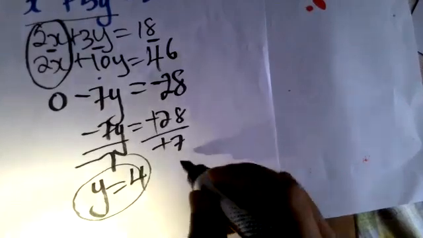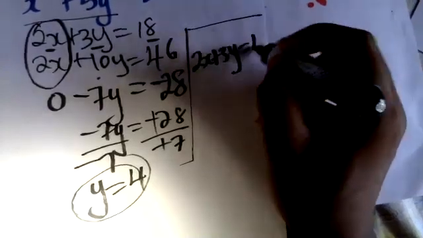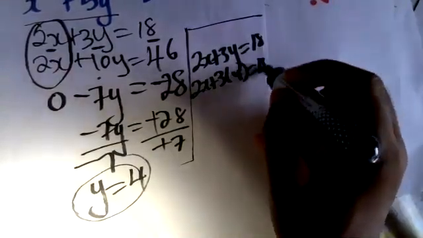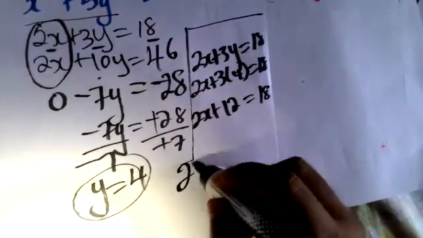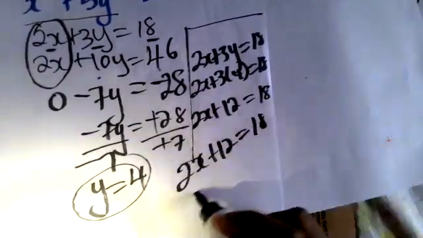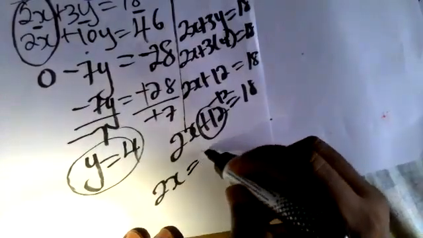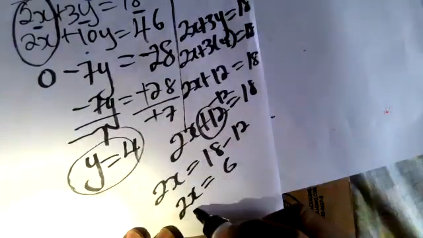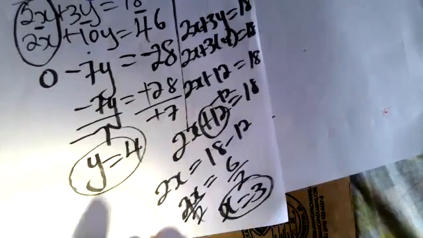Take any one of the equations. We take the first one, 2x plus 3y equals 18. We know the value of y, so we just put it in. So 2x plus 3 times 4 equals 18. 3 fours are 12, so 2x plus 12 equals 18. I get rid of the 12 by minus 12, so 2x is equal to 18 minus 12, and that gives us 6. We divide by 2, and we get x is equal to 3. Can you believe it? X is 3.